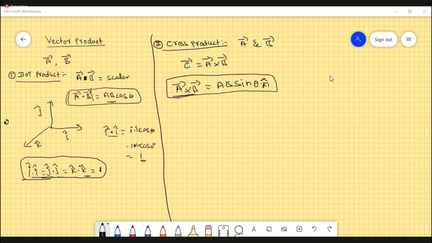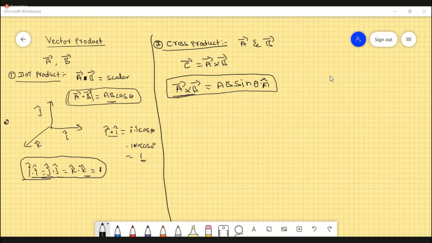So the resultant vector has a direction. Consider the right hand. If you keep four fingers along one vector, say vector A, and fold them toward vector B, the resultant of the cross product of A and B will be along the thumb. Suppose vector A is along the x-axis and vector B along the y-axis, the resultant vector will be along the z-axis.